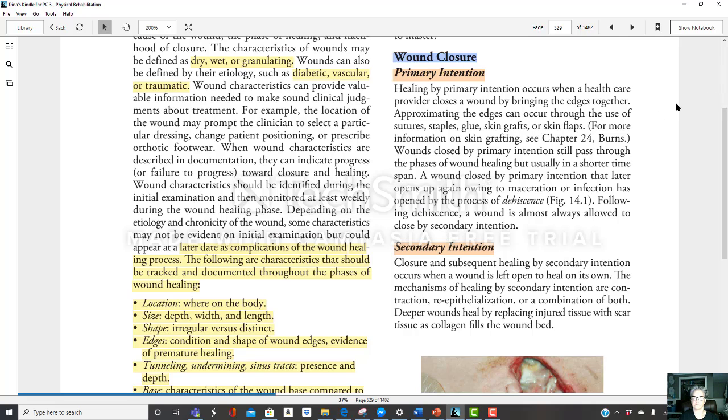Wounds closed by primary intention still pass through the phases of wound healing but usually in a shorter time span. A wound closed by primary intention that later opens up again owing to maceration or infection has opened by the process of dehiscence. Figure 14.1. Following dehiscence, a wound is almost always allowed to close by secondary intention.